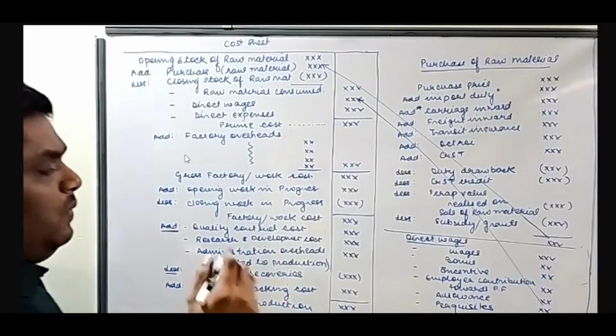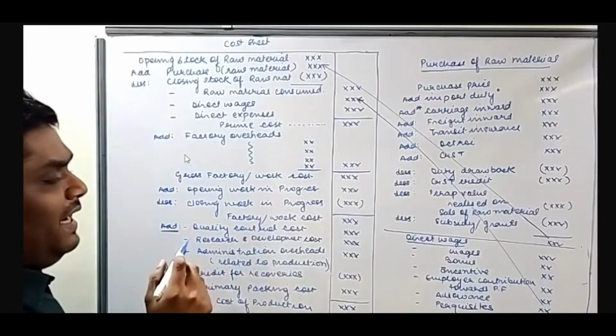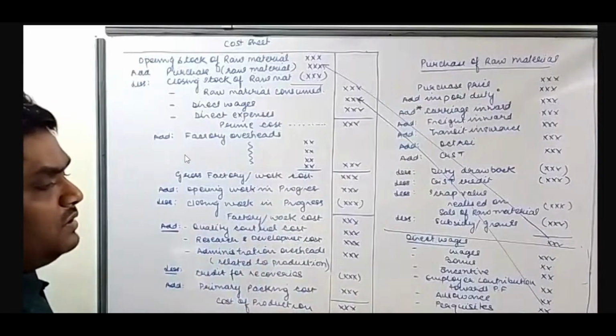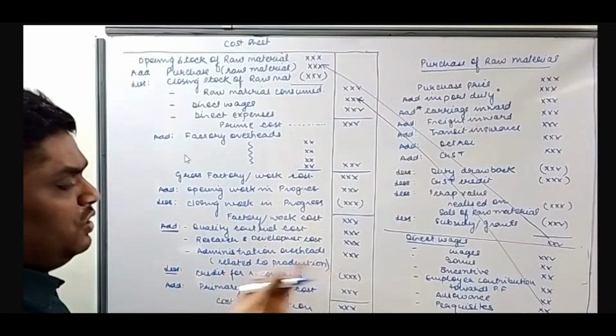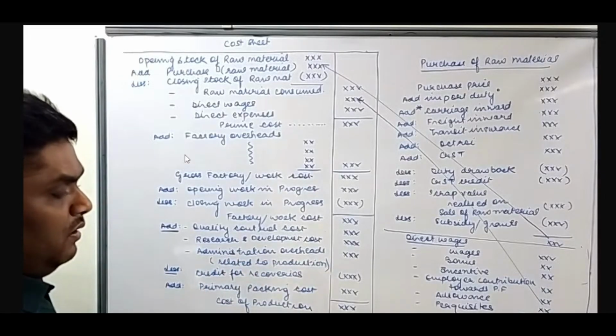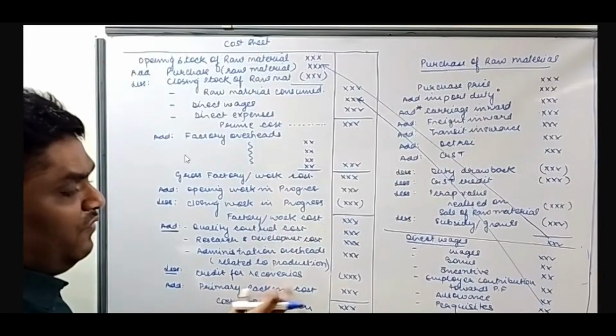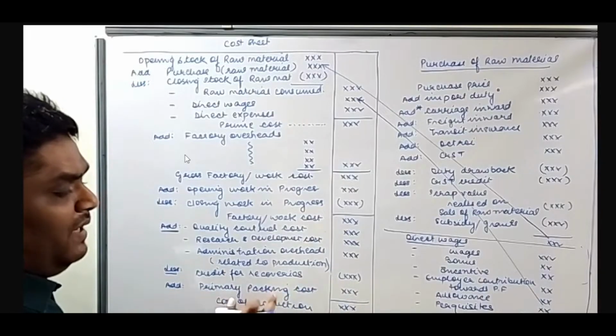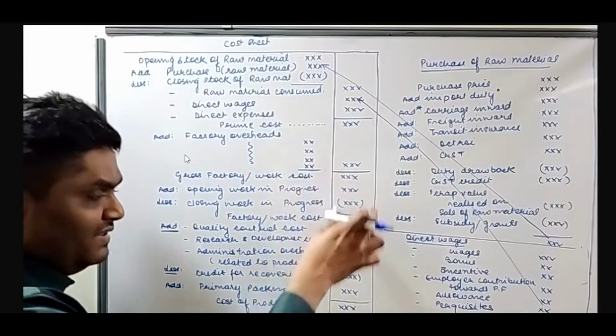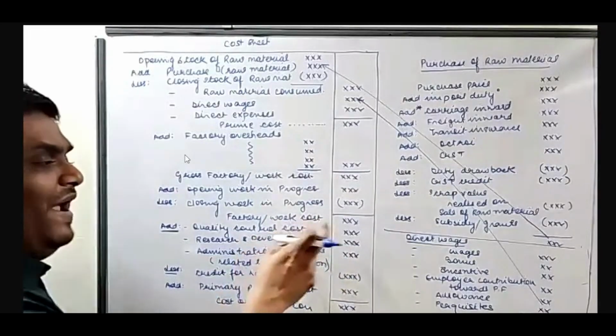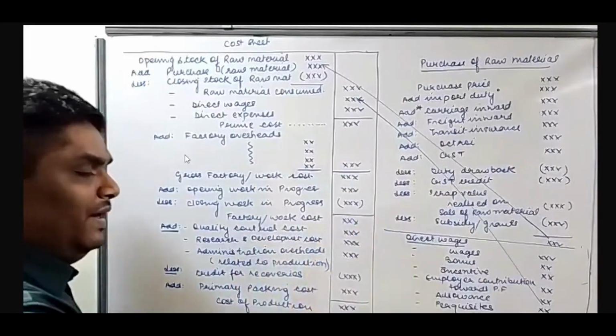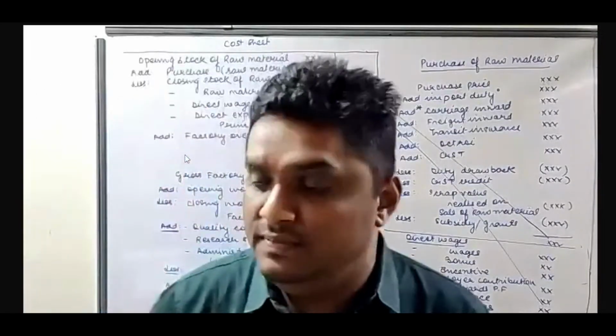So first item, quality control cost. Second item, research and development cost. Third item, administration overhead related to production. Next is credit for recoveries, and the last is primary packing cost. After adjusting these items in factory cost or work cost, we will get the cost of production.